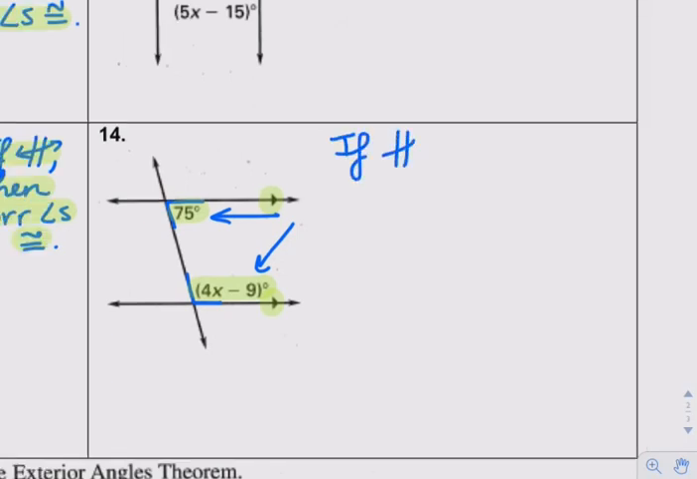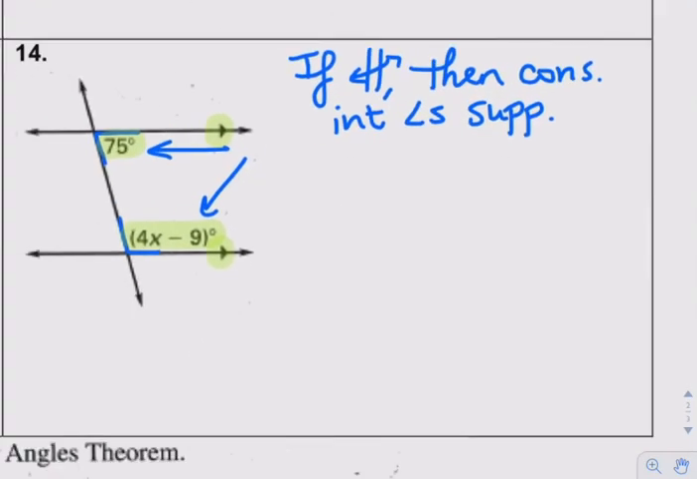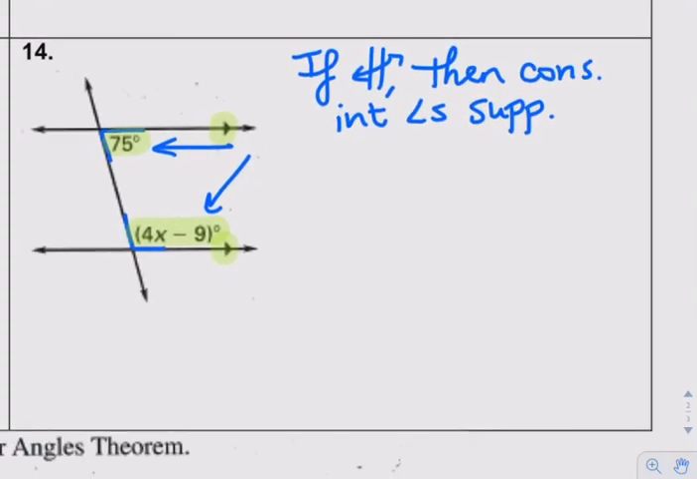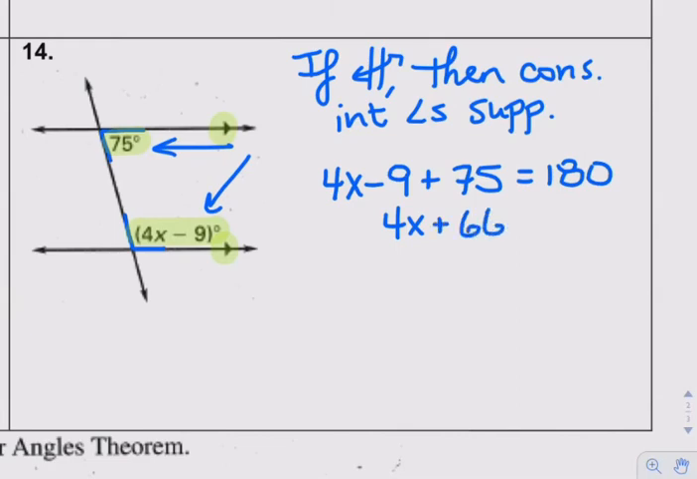If parallel lines are cut by a transversal, then consecutive interior angles are supplementary. And again, make sure you don't just start always writing congruent just because you're not thinking. We need 4x minus 9 and 75 to add up to 180. They're not congruent, they're supplementary. So 4x plus 66 equals 180. Subtract that over, 114.